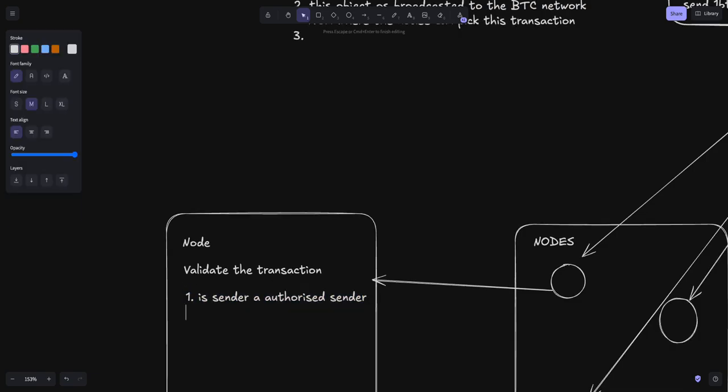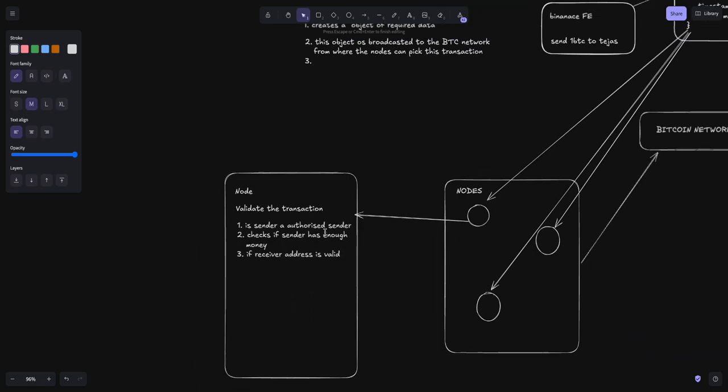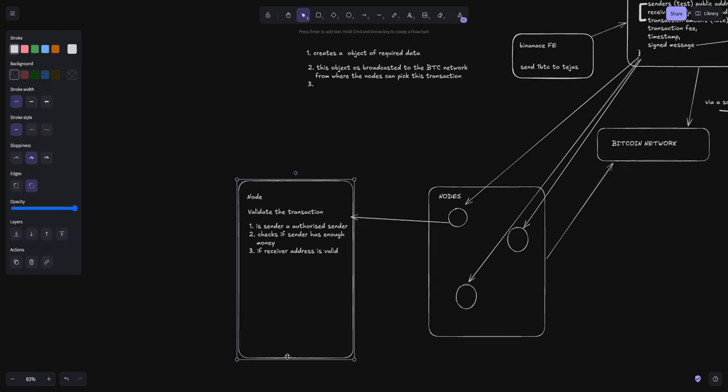Let's continue here. Next, it checks if the sender is authorized, then checks if the sender has enough money, right? And then it checks if the receiver address is valid. This is what the validation process in a nutshell does. How does it do this? Now we will talk about that.